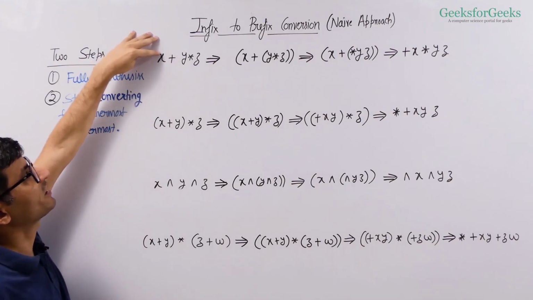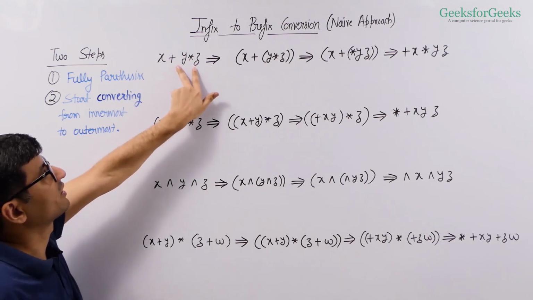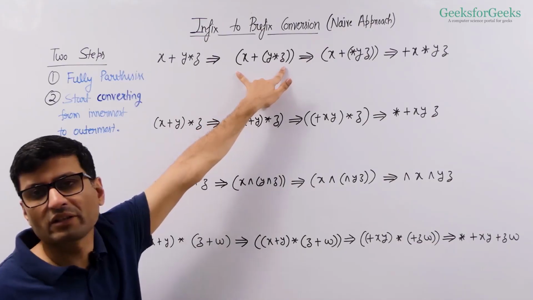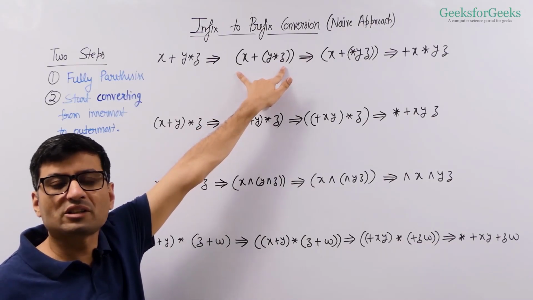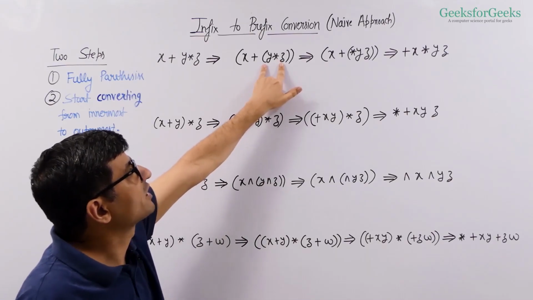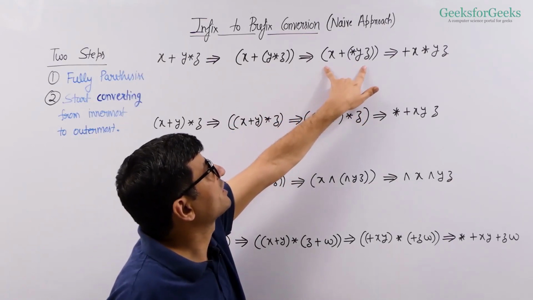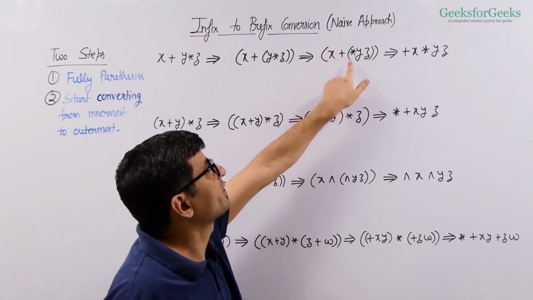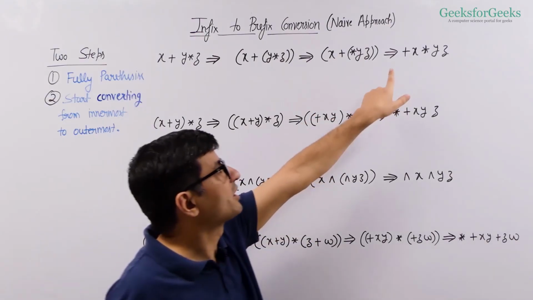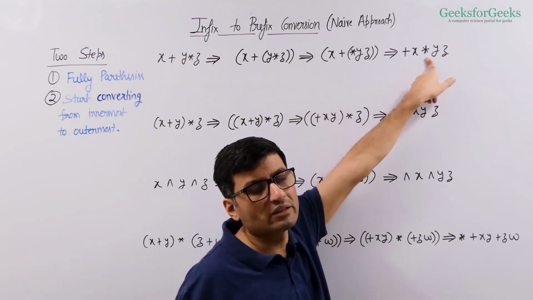So here we have an expression x plus y into z. Multiplication has higher precedence, so we are going to parenthesize this first, and then we are going to put an outer parenthesis for plus. So this is what we are going to get. Once we have got this, now we'll start converting from the innermost parenthesis. So we'll convert this into prefix, and its prefix is going to be star yz. Now we have this expression, and in this expression we have the plus operator, first operand, then the second operand, and we'll convert this plus into prefix. So we'll put the plus sign first, then we'll put the first operand, and then we'll put the second operand. So this is what we will get.